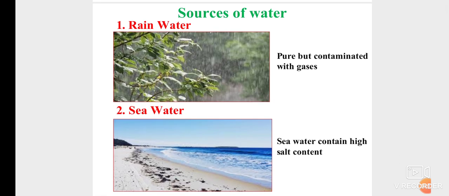So already I discussed the sources of water. Here some pictures are given. Rainwater is pure but contaminated with gases. In the same way, sea water contains high salt content because, through rivers and channels, all the salts dissolve and mingle with the sea water again and again, so the sea water has a highly salt content.